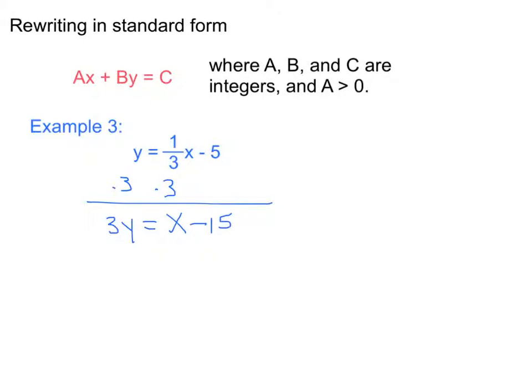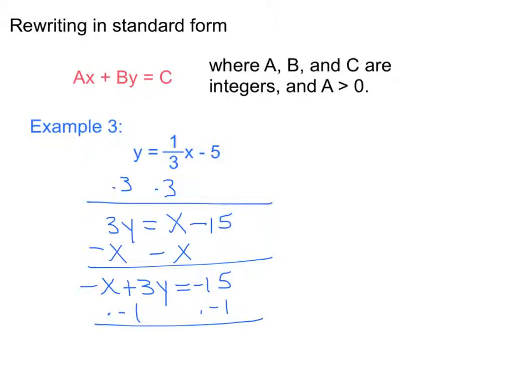And now we can go about rewriting it in standard form. So this time I'm going to take it to the left side here. So I have negative x plus 3y equals negative 15. And now I'm just going to times everything by negative 1 to make that x positive. So I have positive x minus 3y equal to positive 15. And so that's standard form.